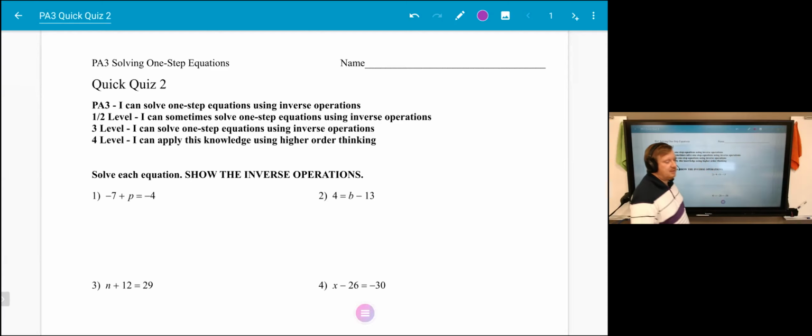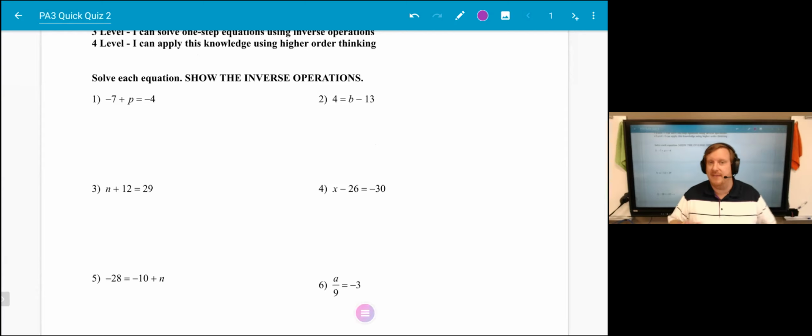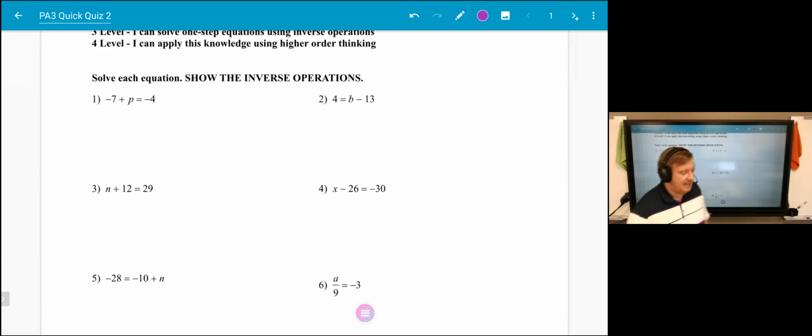This is all about solving one-step equations using inverse operations. Big thing here, show the inverse operation. I know that you can do these in your head, and that's okay. Show me that you know the inverse operation step.